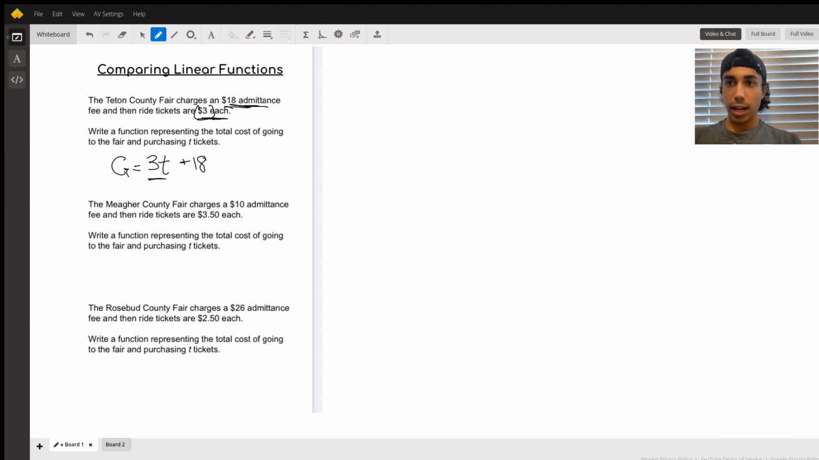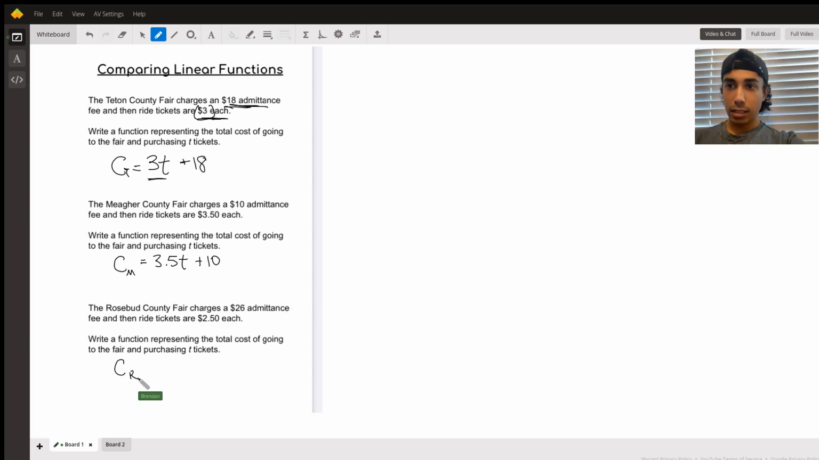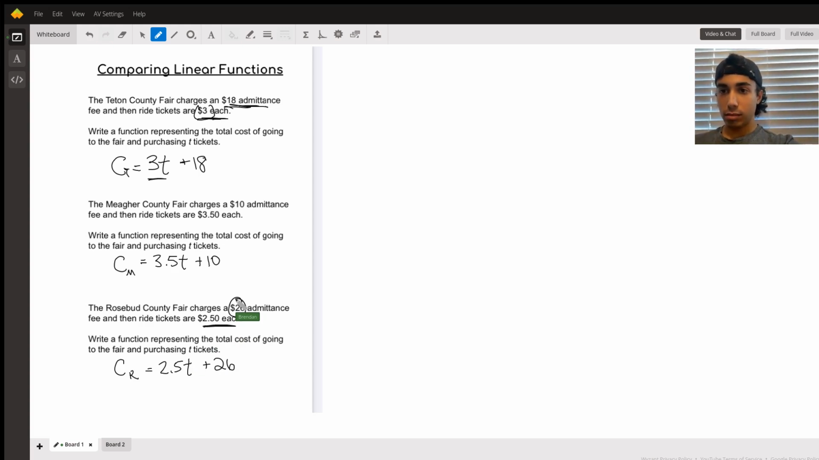Then Meager County Fair charges $10 admittance, and tickets are $3.50 each. So I'm going to say that is the cost of Meager, and that is going to be 3.5, $3.50 per ticket plus the initial 10 that it took to get in. And in the same way for Rosebud County, the cost of Rosebud equals $2.50 for each ticket, $2.50 each plus the initial 26. All right, let's use those.